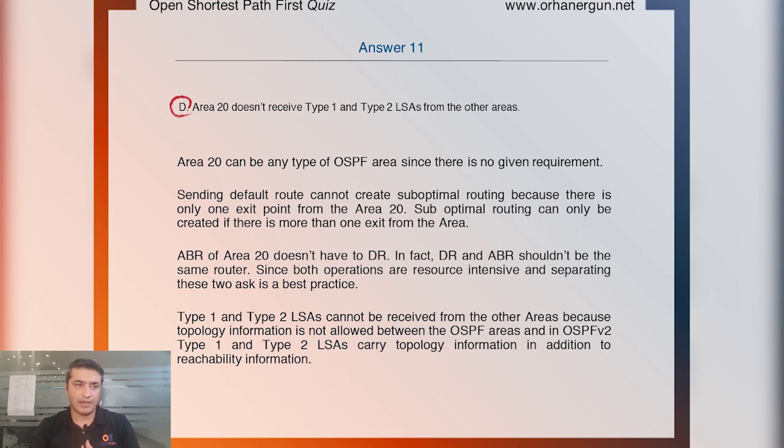But D is saying area 20 doesn't receive type 1 and type 2 LSA from the other area. What we said is, if we have a multi-area design, we will not receive type 1 and type 2 from any other area into our area. That is important. This information will be summarized with the type 3 LSA into the other area, without sending any topology information. So reachability, yes, but no topology, no type 1, type 2 between the areas. That's very important. So the answer is option D.